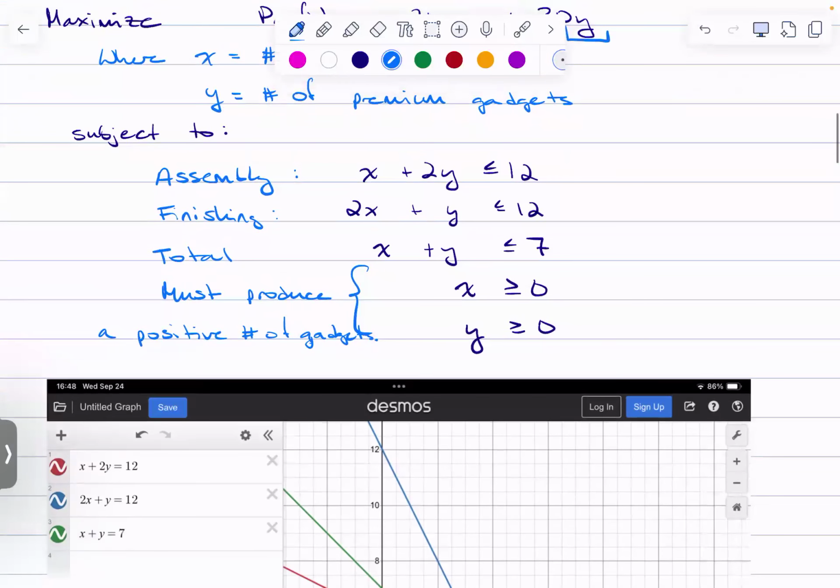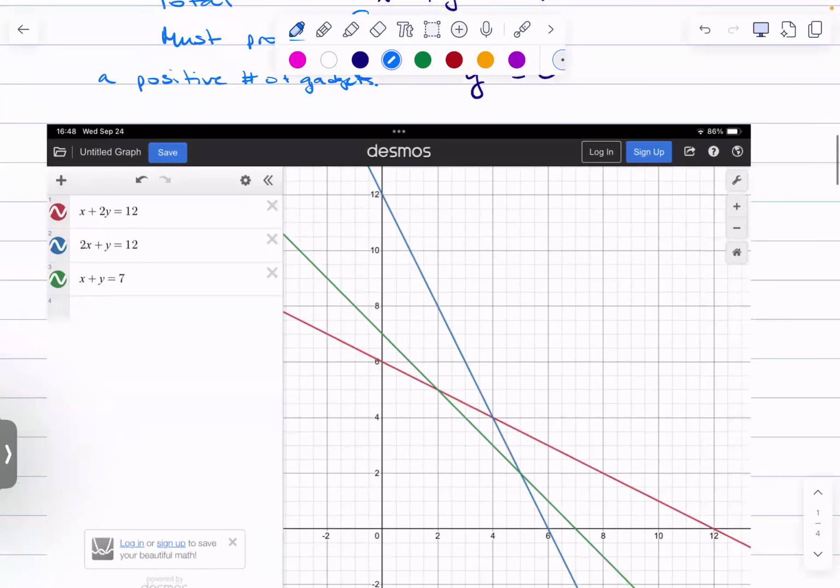From these constraints, I know that you know how to draw these lines. Here they are. Ta-da! Pre-baked. I even kept the labels. So the red line is the x plus 2y equals 12 here. The blue line is the 2x plus y equals 12, and the green line is x plus y equals 7.